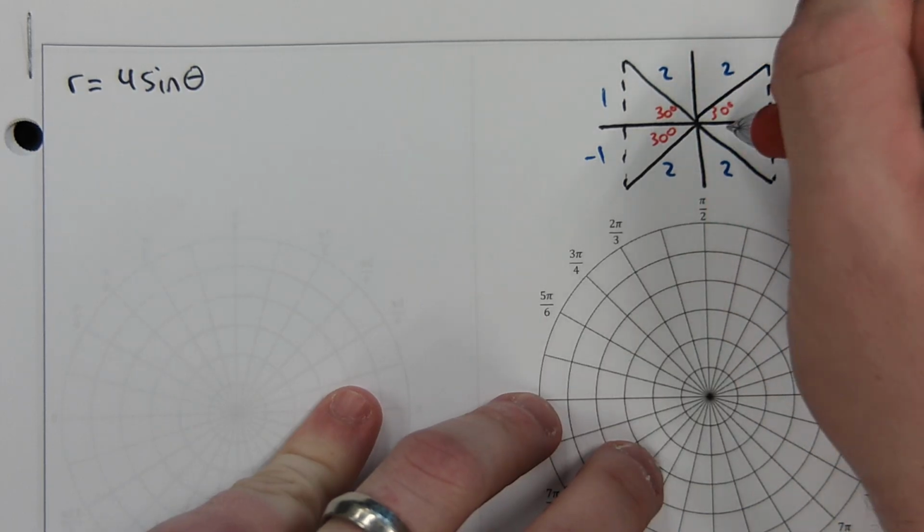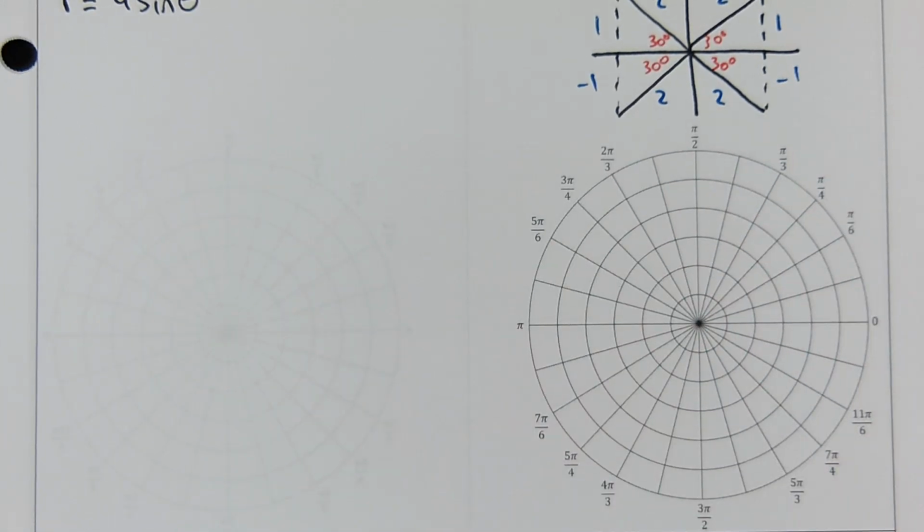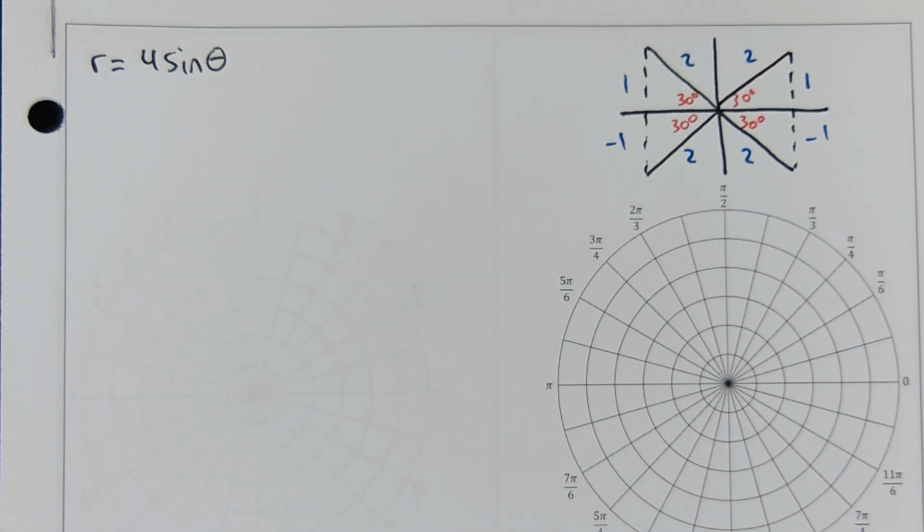The point is, these are the 30-degree reference angles, and 30 degrees in radians, because we're going to do everything in radians, if you couldn't tell, all radians. 30 degrees is pi over 6 in radians.